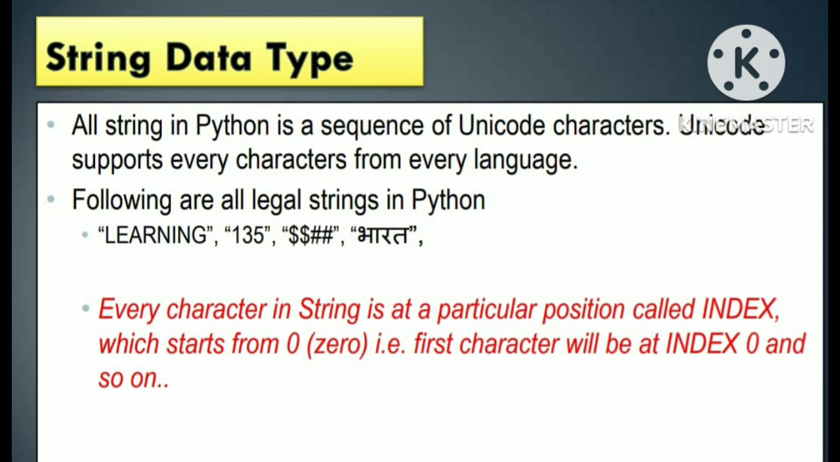Now, string data type. A string in Python is a sequence of Unicode characters. Unicode supports every character from every language. The following are all legal strings in Python: Learning, 135, $, Bharat. Every character in a string is at a particular position called index, which starts from 0, that is, the first character will be at index 0 and so on.